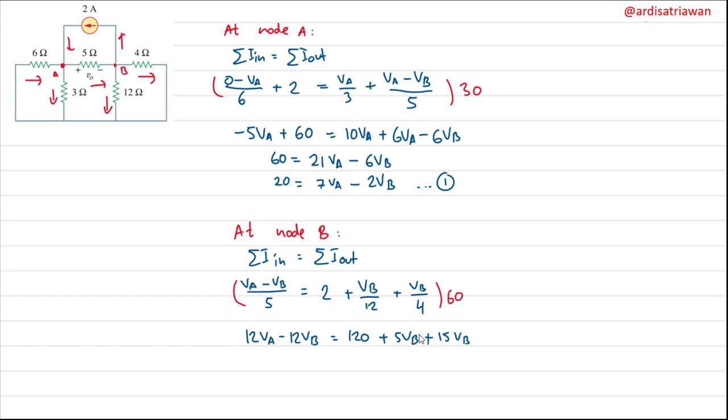Okay, so we are moving all of this to the left hand side, so we have 12 VA minus 32 VB. Okay, we divide both sides by 4, right? Then that will be 3 VA minus 8 VB equals 26. Save this as equation 2.